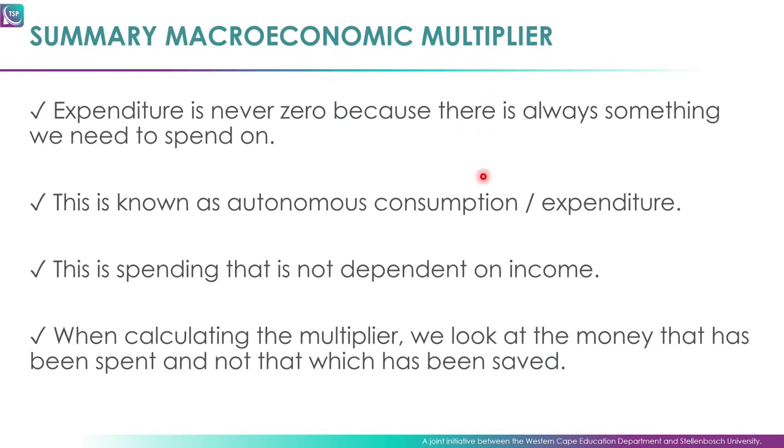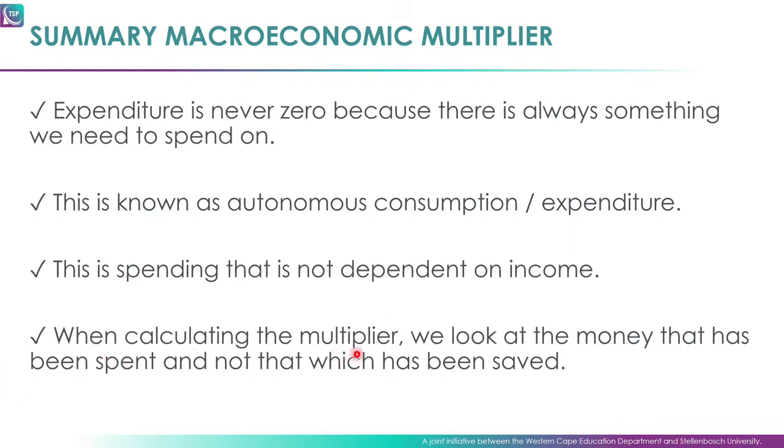Right, to summarize what we've done today: expenditure is never zero because there's always something we need to spend on, and this is known as autonomous consumption or expenditure. This is spending that is not dependent on income. Many times in the exam, I will say that portion of spending that is independent. Then they say, but we didn't learn that. Yes, not dependent means it is independent, okay? So that portion of your spending that is independent from the income.